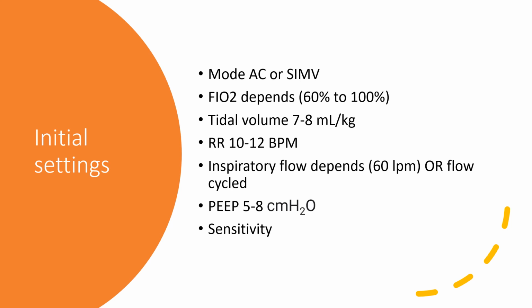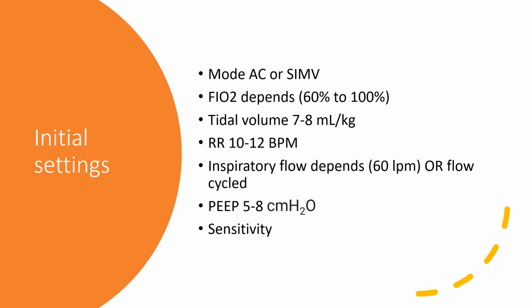Sensitivity. What do I mean by sensitivity? Sensitivity is the triggering of the vent. When a patient takes a spontaneous breath, you want to set the sensitivity to a level that this is picked up. They've got pressure sensitivity and they've got flow sensitivity. So depending on your type of ventilator and the settings you're going to put in, I would put in adequate sensitivity. It could be 2 liters per minute if it's flow, and if it's pressure, it could be -2 centimeters of pressure to trigger the ventilator. So these are your basic settings that you would start a patient off.